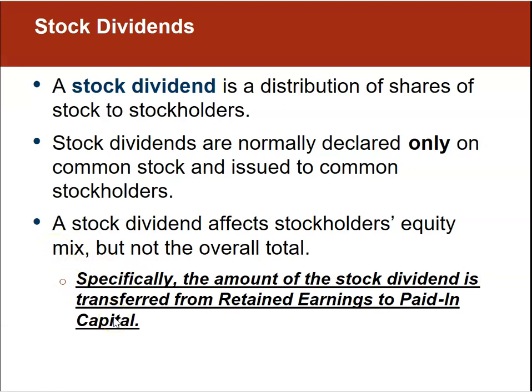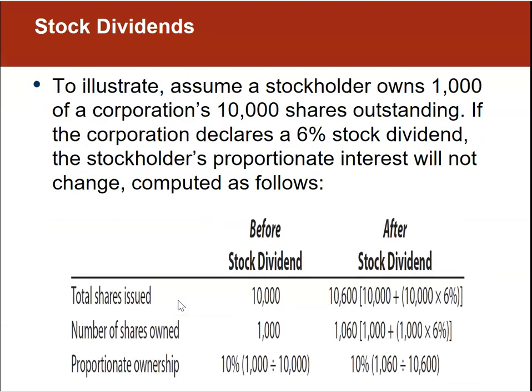So just kind of a numerical example real quickly. We declare a stock dividend that totals $5,000. Retained earnings is going to go down by $5,000. Paid in capital common stock is going to go up by $5,000. All right. So from the stockholder's perspective, we've got an example here. A stockholder owns 1,000, let's say they own 1,000 of a corporation's 10,000 shares.